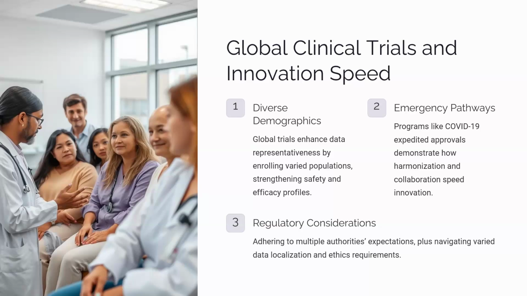Then emergency pathways, where programs like COVID-19 expedited approval demonstrate how harmonization and collaboration speed innovation. If there were no harmonization and collaboration, then maybe only one country would have had access to the COVID-19 vaccine, but that was not the case. Because of harmonization and collaboration, the speed of innovation improved, and COVID-19 vaccines were accessible to almost all the regions that suffered the pandemic. Then regulatory considerations, where adhering to multiple authorities' expectations plus navigating varied data localization and ethics requirements are important.